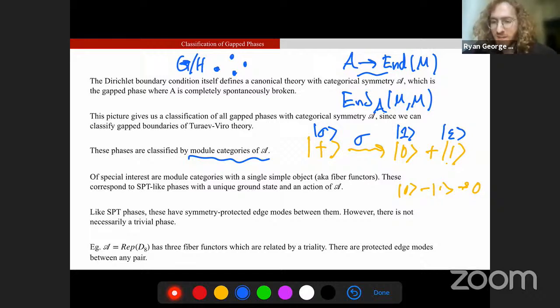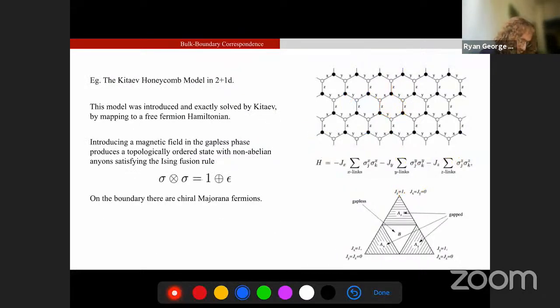I haven't been following the chat, but the chat was just asking, is there a local order parameter to diagnose a symmetry breaking? Yes, there are local order parameters. So if we go back a little bit, gotta get some more room here.